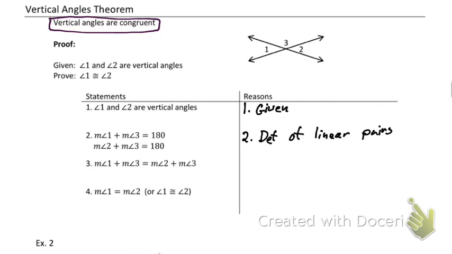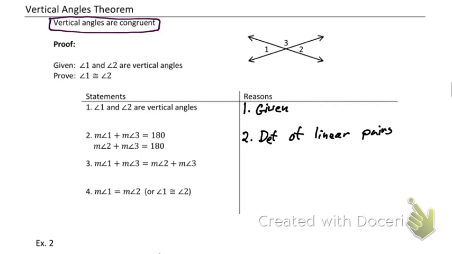There's one more that I would accept. If you turn the pages, you're going to eventually find something called the angle addition postulate that says two angles can be added together. I would allow that one, but the definition of linear pairs is a little stronger there. All right, so we have measure of angle 1 plus measure of angle 3 equals 180, and measure of angle 2 plus measure of angle 3 equals 180.